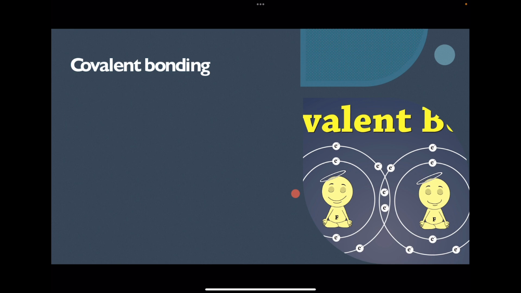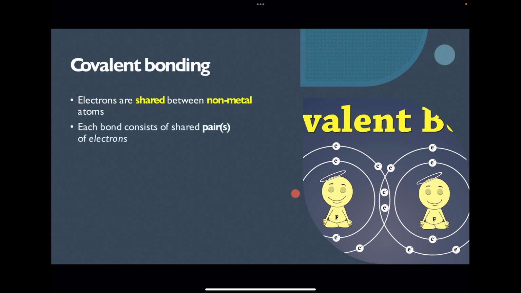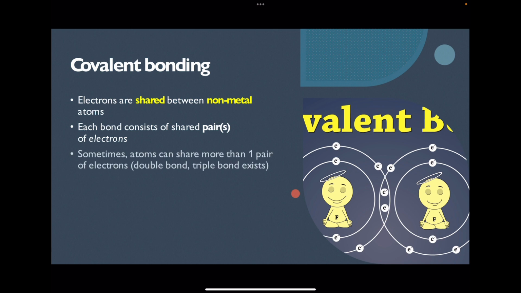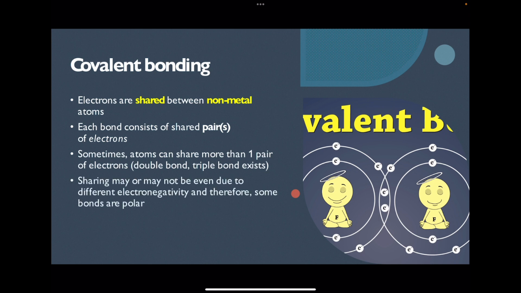In this session, we will introduce another bonding type where electrons are shared between non-metal elements: the covalent bond. Each bond consists of a shared pair or pairs of electrons. Sometimes atoms can share more than one pair of electrons, forming a double bond or triple bond. Sharing may or may not be even due to different electronegativity, and therefore some bonds are polar, and we will unpack each of the points as we go.